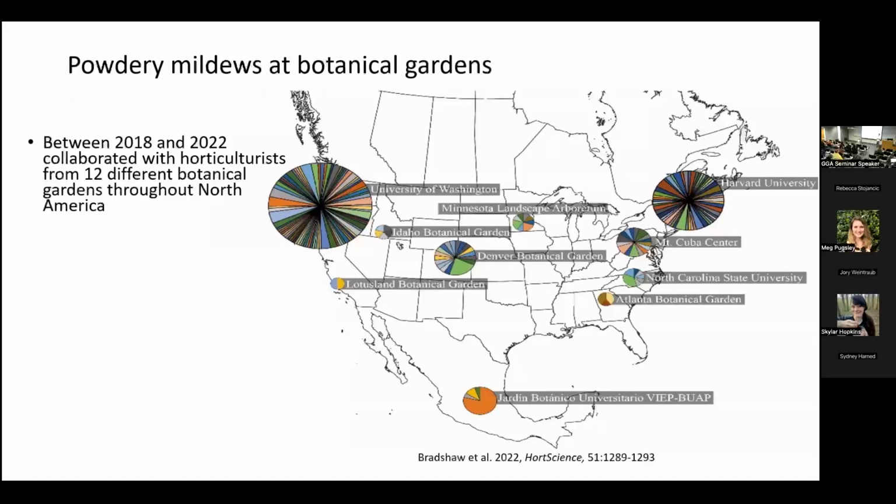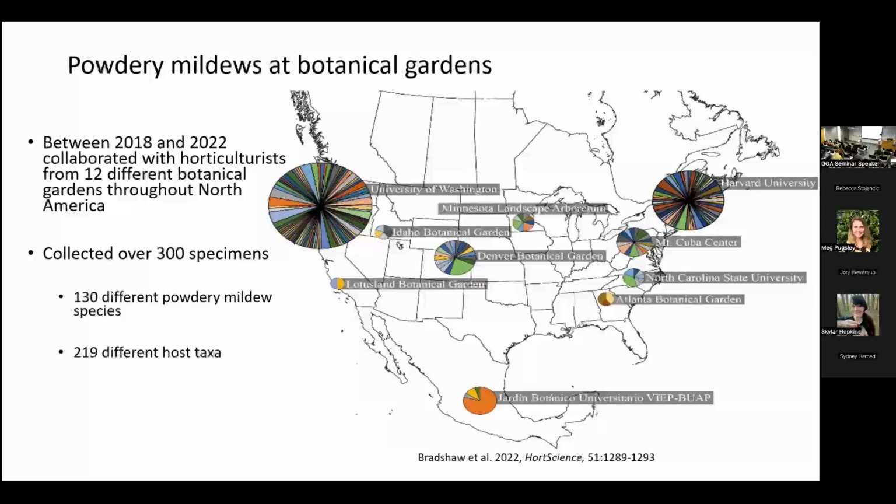People are always really excited to collect for you. A lot of these are horticulturists, so they're excited to be on publications. Overall, I collected over 300 specimens. Of those, there were 130 different powdery mildew species from 219 different host taxa, 30 undescribed species, and 45 first host-pathogen records. So those are hosts that had never been reported to be infected by powdery mildew.